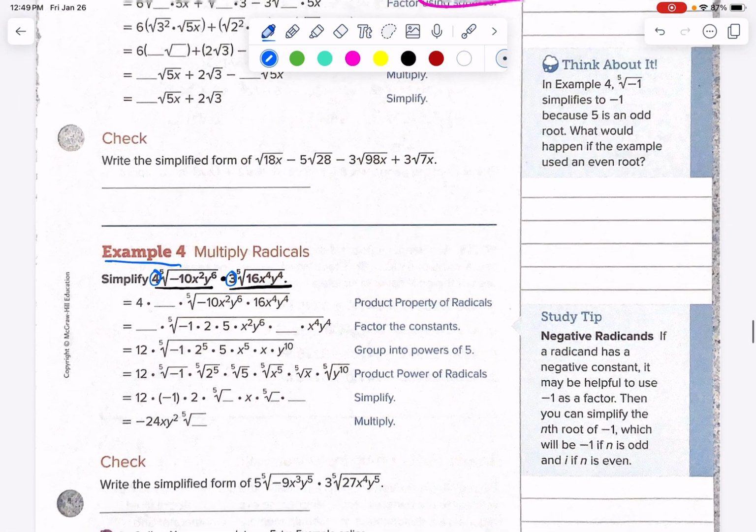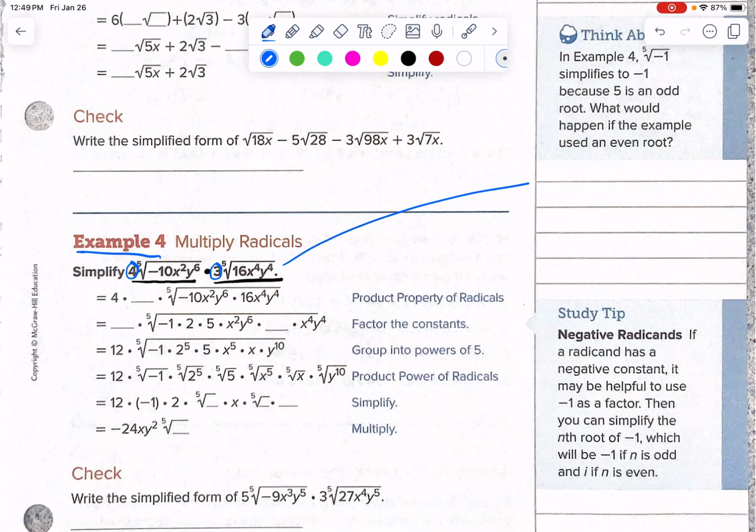I'm going to do this over here. Okay, so putting that stuff up there at the top. 4 times 3 are the 2 numbers that I have on the outside, and that's going to become 12. 4 times 3 is 12. And then I have the fifth root of all of the other junk.